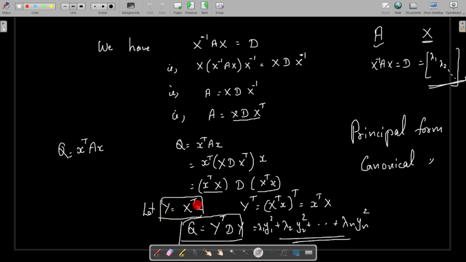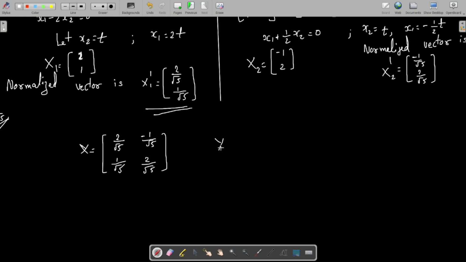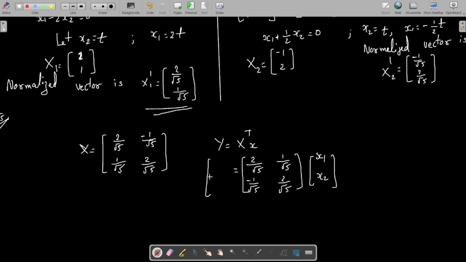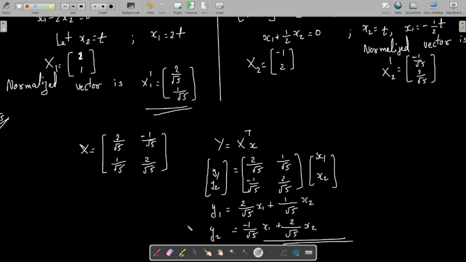Now you have to find y. Y equal to X transpose into small x. So capital Y equal to X transpose into small x. This equals, write the transpose of the matrix. That is the first row becomes 2 by root 5, 1 by root 5. The first column becomes the first row. Second row becomes minus 1 by root 5, 2 by root 5. So this is capital X transpose. Now small x is x1, x2. Okay, we will find y1, y2. So the equation becomes y1 is equal to 2 by root 5 x1 plus 1 by root 5 x2. And y2 equal to minus 1 by root 5 x1 plus 2 by root 5 x2. So this is a formula to change the given axis to the principal axis.